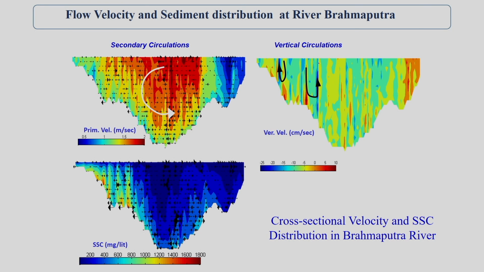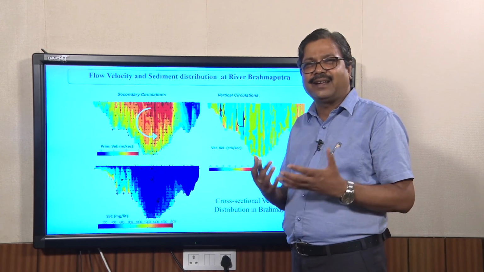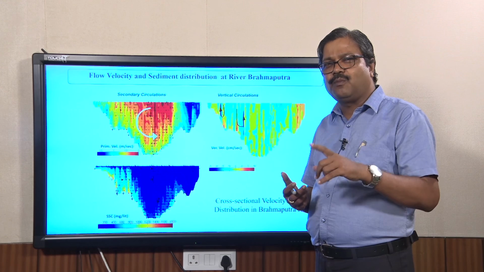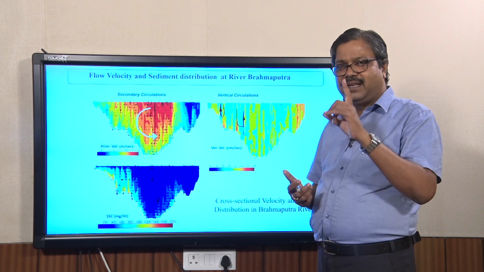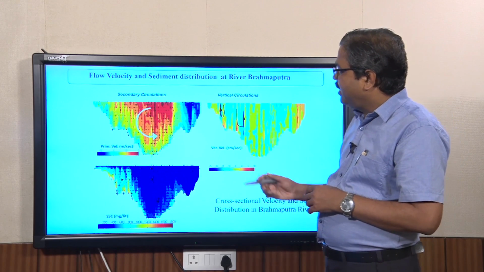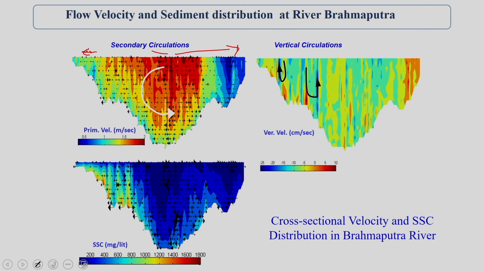This is the raw data we got in the field. It's not any generated data. This is the field-measured Brahmaputra data. If I plot these three velocity components, one is the primary longitudinal velocity component, there is a vertical velocity component, and there is a horizontal component perpendicular to that. This cross section can be a few kilometers wide, and the colors represent different velocities. The red zones represent about 2 meters per second.